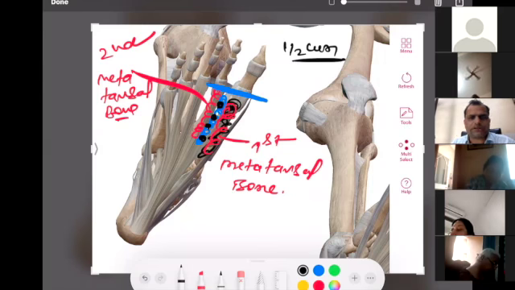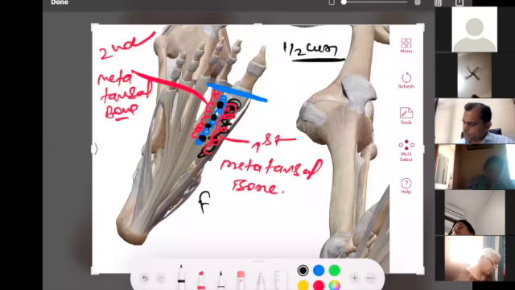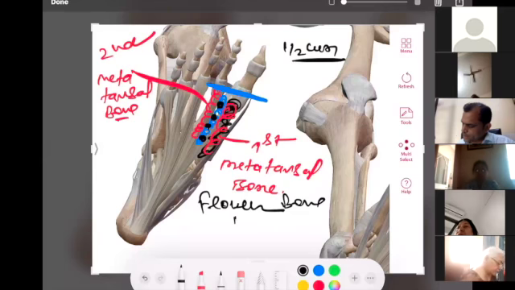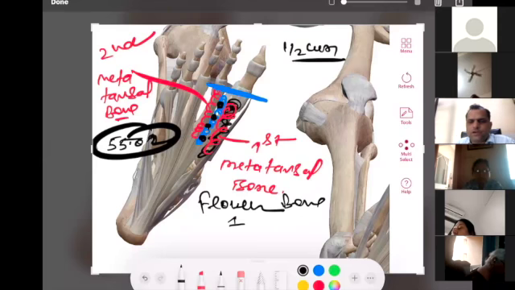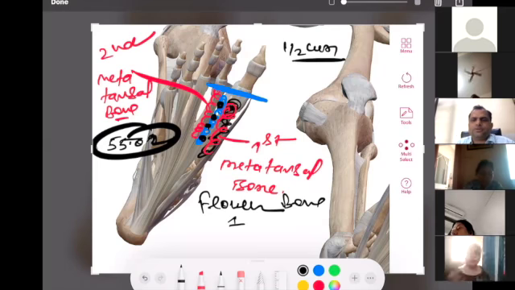If we stimulate this area, it will definitely work very nicely for the vision. So these points are called Flower Bone 1. Or another name of these points is 55.02. I will tell you later why we say 55.02. I will tell about the number later on. But right now I am telling just the number 55.02, the number of these points.